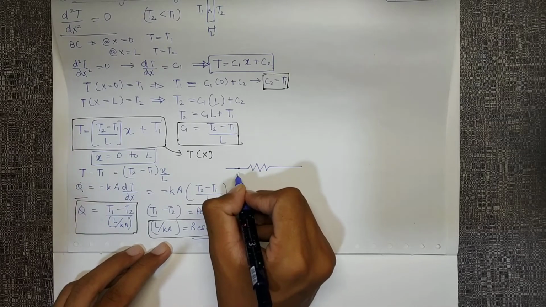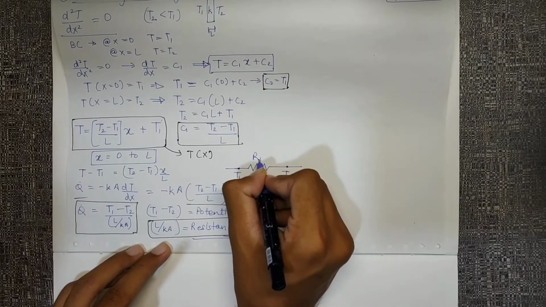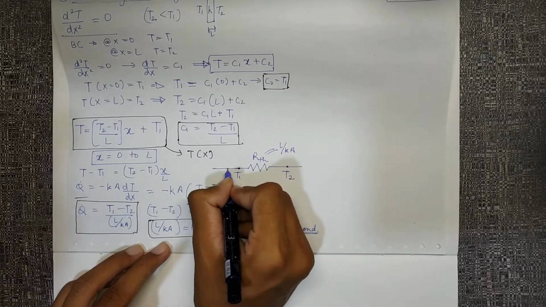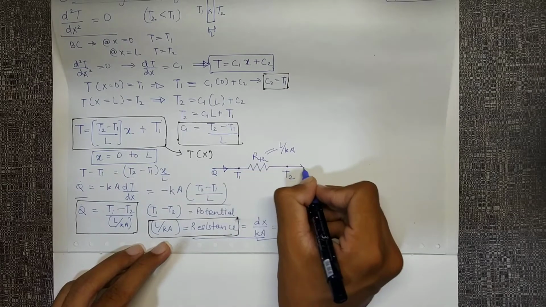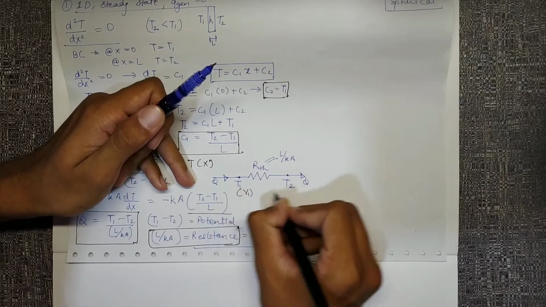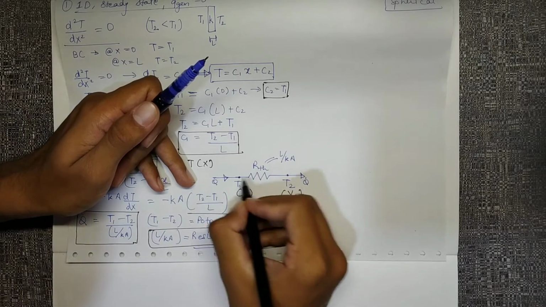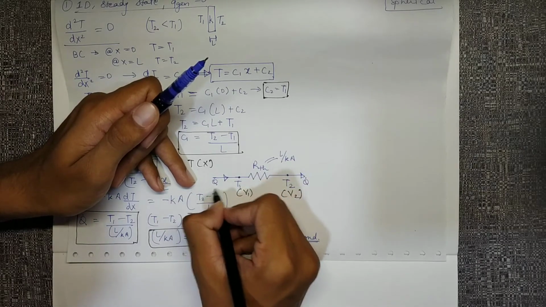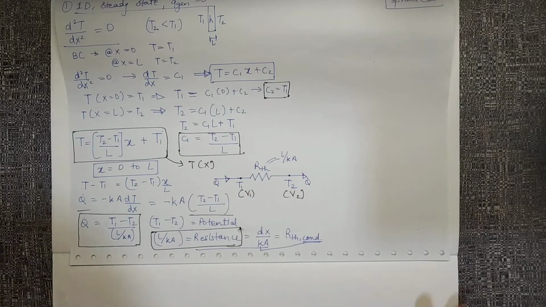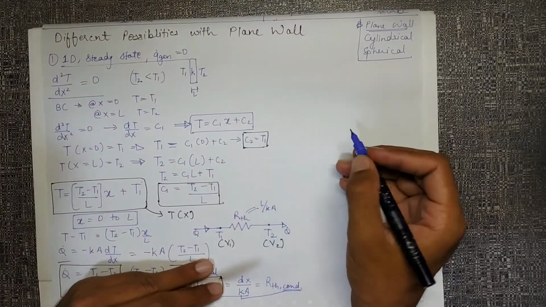At this location I have temperature T1, at this location I have temperature T2. This is the resistance R_TH, whose value is L by KA, and what is moving is Q dot. So this is an analogy: I have voltage V1, I have voltage V2, and there is a voltage drop of V1 minus V2 across this resistance whose value is L by KA, and my current flowing is analogous to the heat which is flowing. Okay, so this was the first boundary condition, or first possibility, with the plane wall.